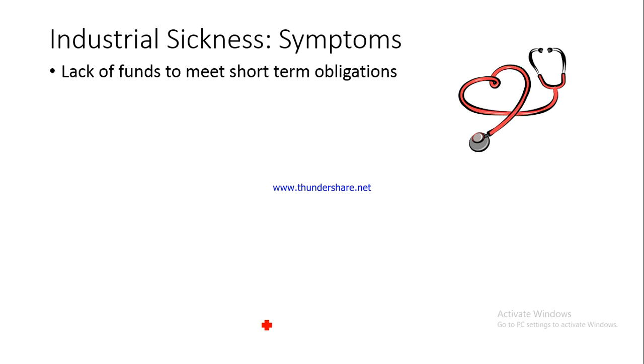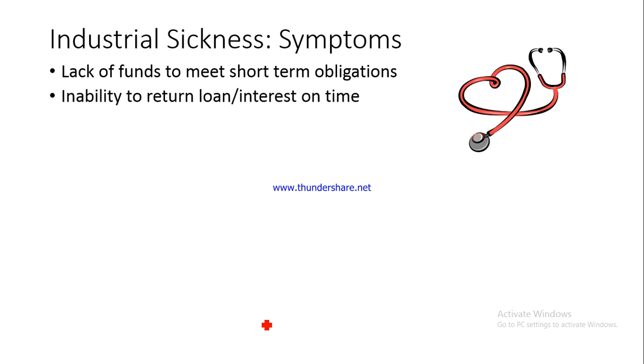Short-term obligations, what do we mean by that? One example could be the monthly electricity bill. One example could be the monthly water bill. If these kinds of obligations are not met, which means that the company does not have the money to pay such fees or such amounts, then this is an example of a symptom of the industry not being in a great state, and of it being likely to become sick in the future years.